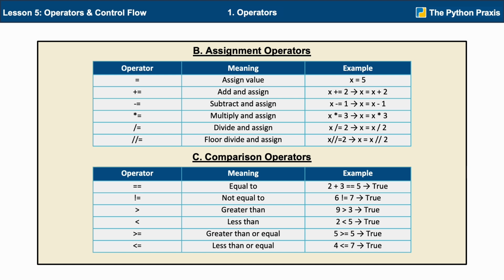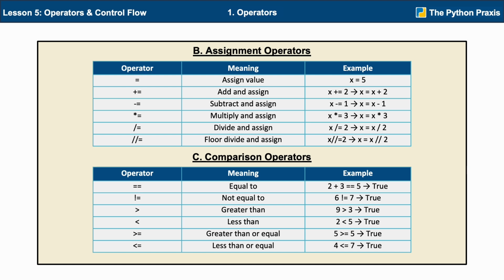In case the expression on the left side of the equality operator is equal to the value on the right side of it, it returns true. For example, 2 plus 3 equals 5 returns true. An exclamation mark next to an equals sign is the inequality operator that checks whether two values are not equal. If the values are not equal, it returns true, and if they are equal, it returns false. For example, 6 not equal to 7 returns true.